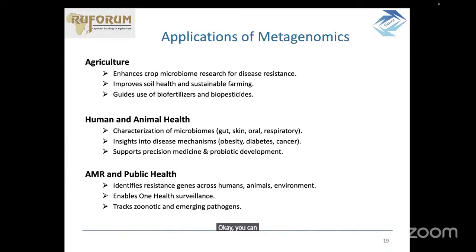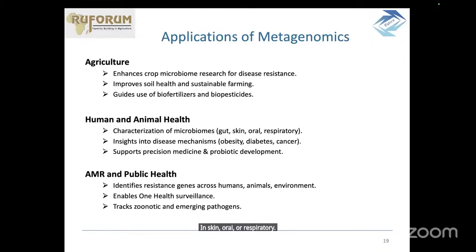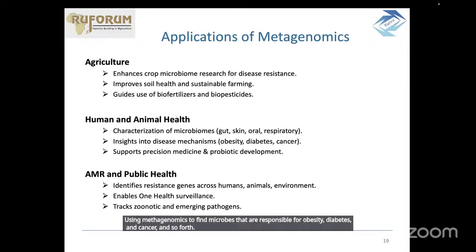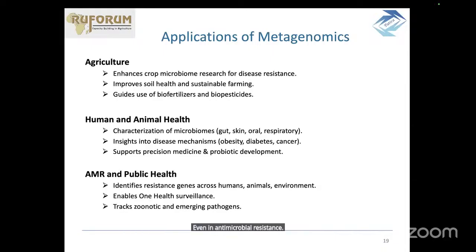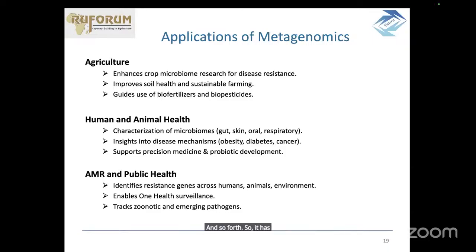Okay, you can also use it for human and animal health. You can categorize microbes in the gut, skin, oral, or respiratory. People are now using metagenomics to find microbes that are responsible for obesity, diabetes, and cancer, and so forth. Even in antimicrobial resistance, metagenomics is helping a lot to identify resistant genes across human and animal zoonotic, One Health surveillance, and so forth. So it has become part of research. That's why we study them.